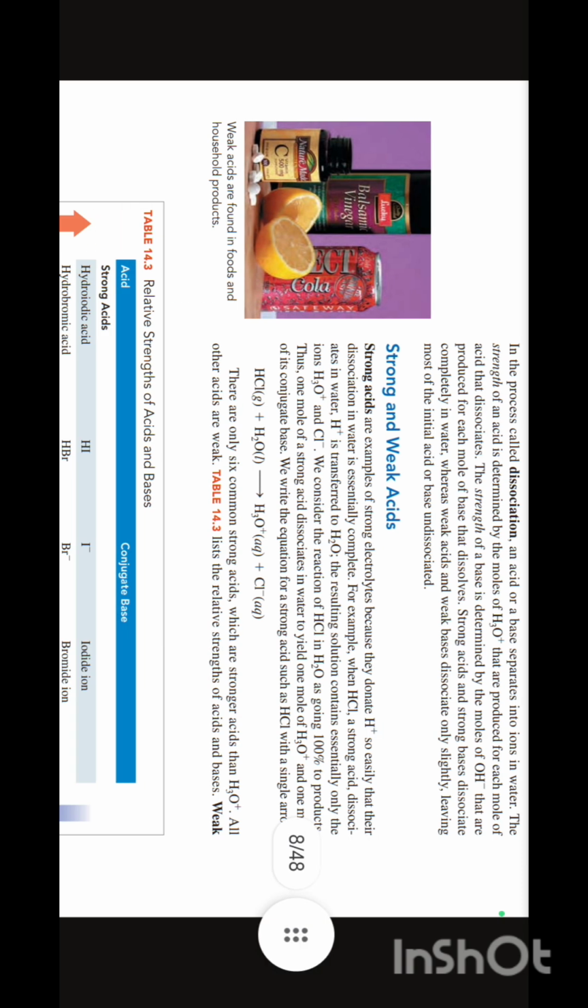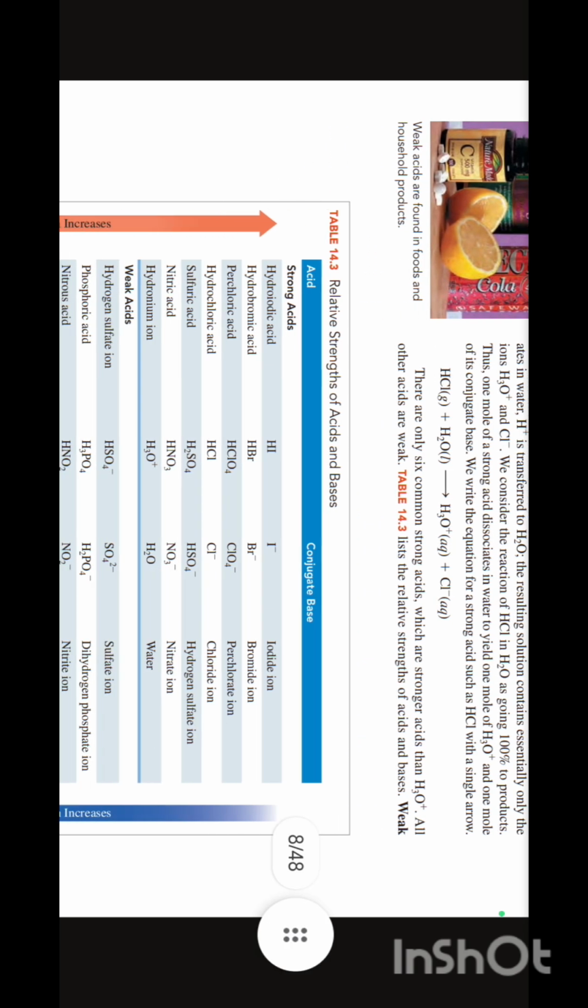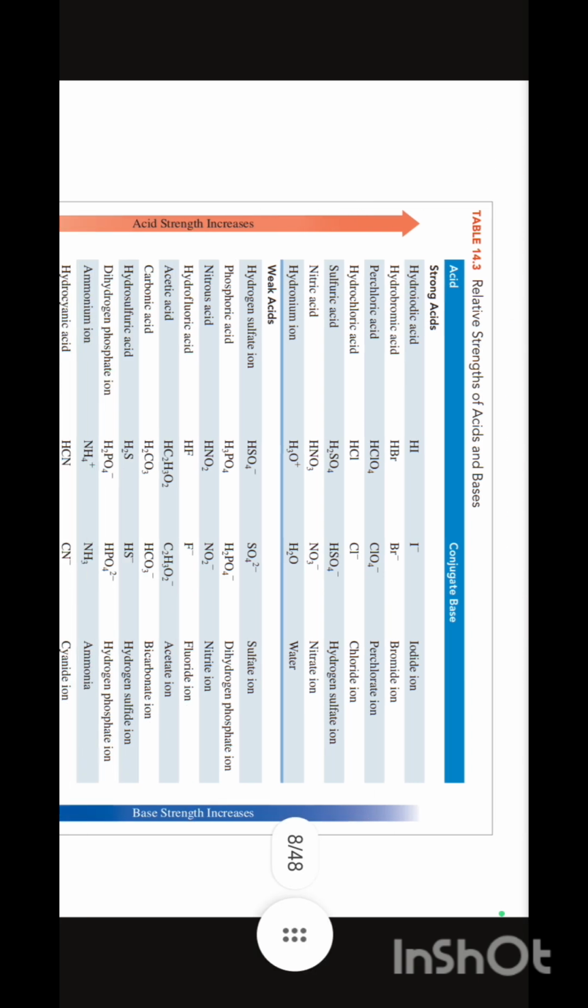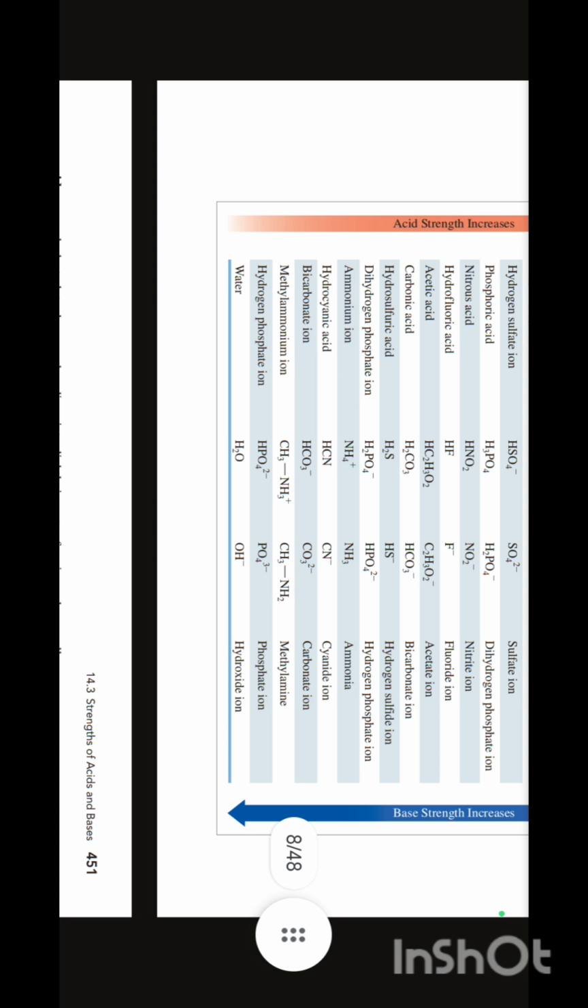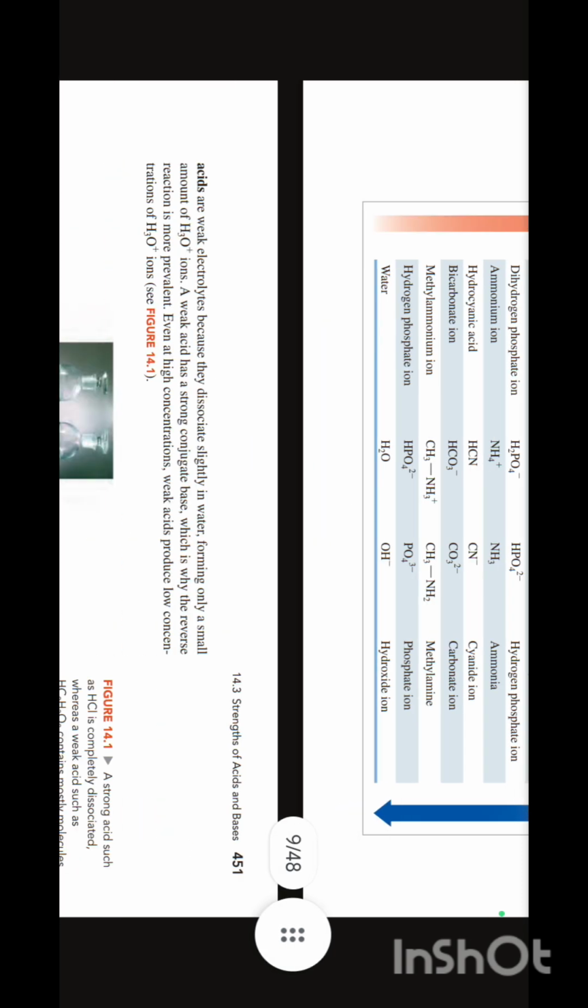There are only 6 common strong acids, which are stronger acids than H3O+. All other acids are weak. So here are some relative strengths of acids and bases: hydrochloric acid, hydrobromic acid, perchloric acid, sulfuric acid, nitric acid, hydronium ion. The topmost is the strongest acid, and the bottommost, for example water, is the weakest acid.